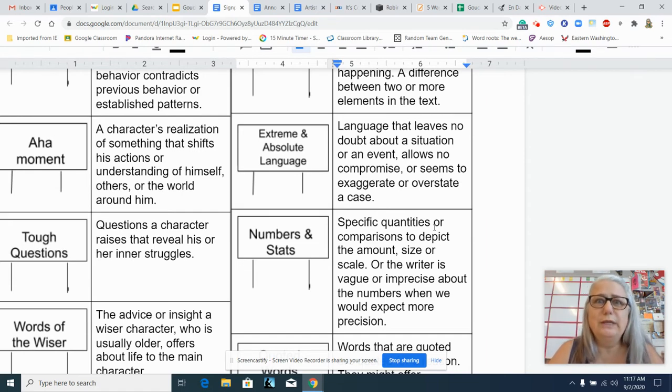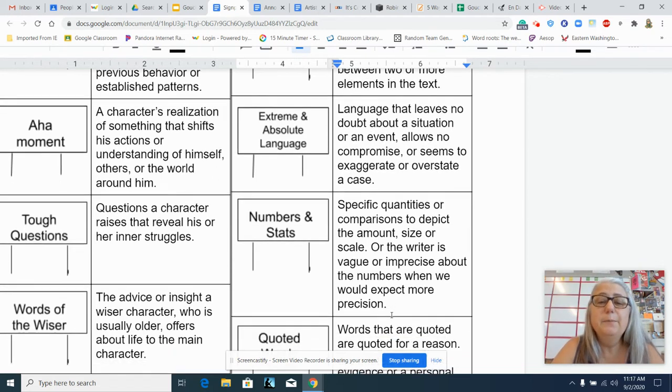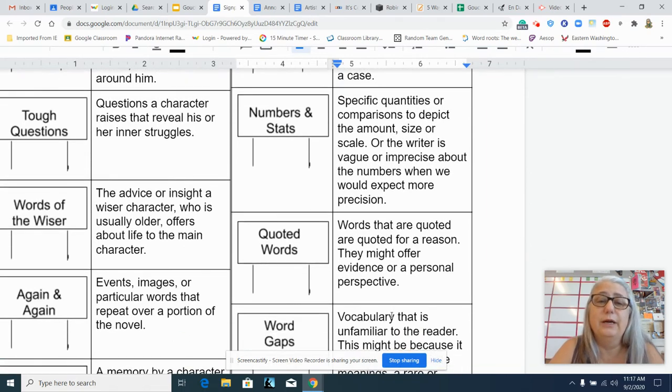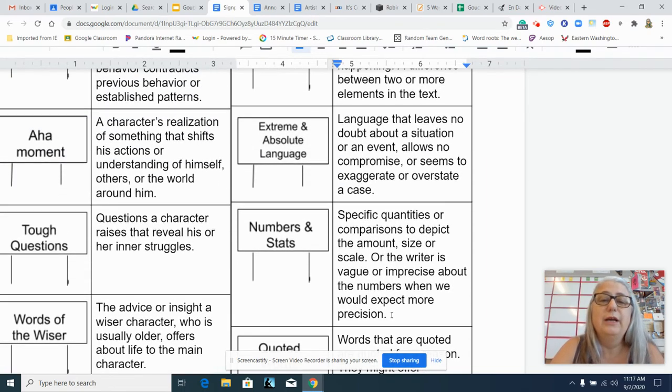If I've told you once, I've told you a million times. Well, no, you literally have not said it a million times. That would be an example of extreme and absolute language. So as you're reading through the text, you want to be aware of and be looking for uses of that. Numbers and stats are another one. For the earlier one, extreme and absolute language, you can just shorten it to EAL. So you know EAL means it's extreme and absolute language.